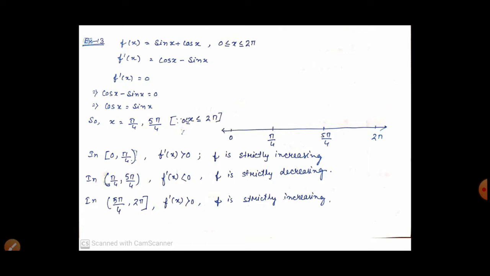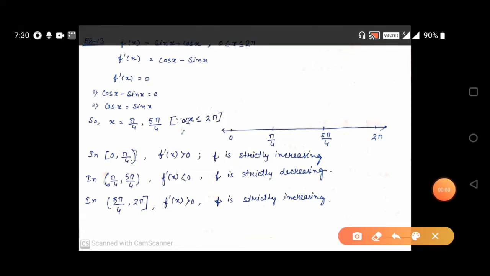So first of all, we have to find the derivative of f(x) with respect to x. So f'(x) is equal to cos x minus sin x. Now we will assume that f'(x) is equal to 0. So from here we will get cos x is equal to sin x. Since x is greater than or equal to 0 and less than or equal to 2π, we have to find the value of x for which cos x is equal to sin x. We all know whenever x is equal to 45 degrees, cos x is equal to sin x.